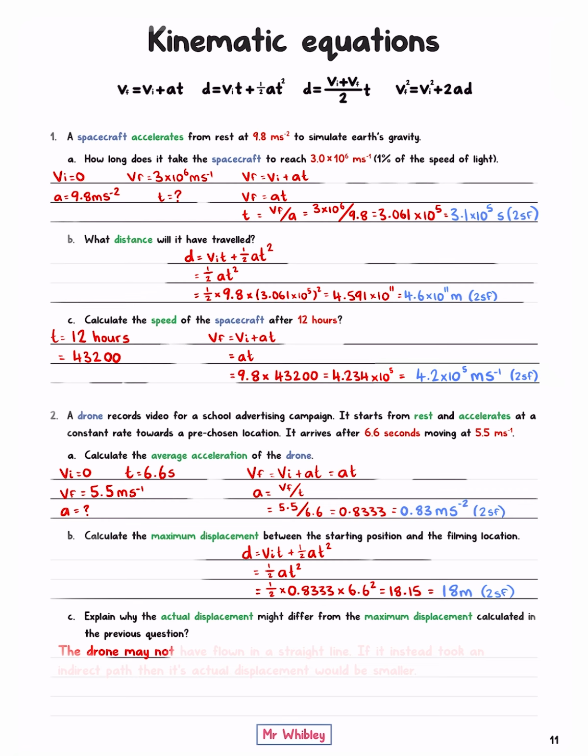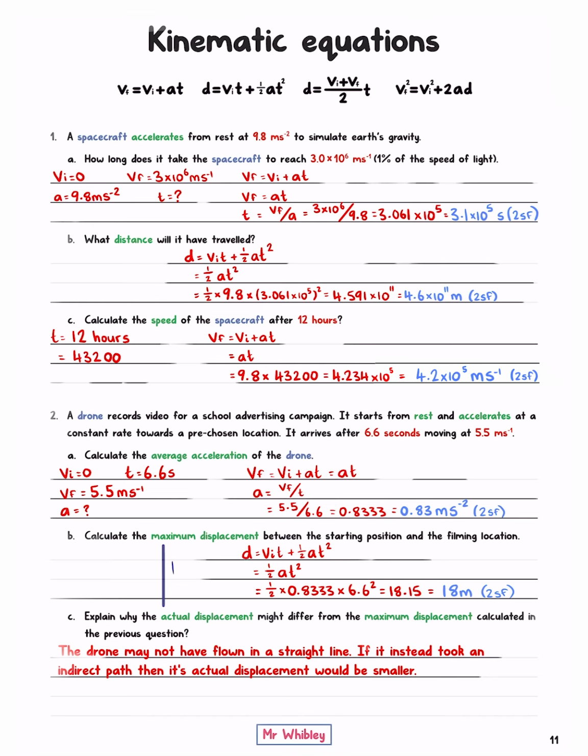The drone may not have flown in a straight line. If it instead took an indirect path, then its actual displacement would be smaller. For example, if the drone traveled in a straight line of 18 meters, if it instead traveled the same distance but in an indirect path, although it's traveled the same distance, the displacement is smaller.